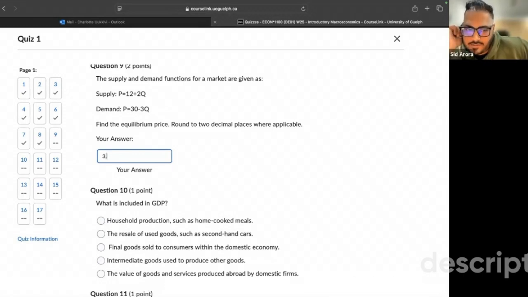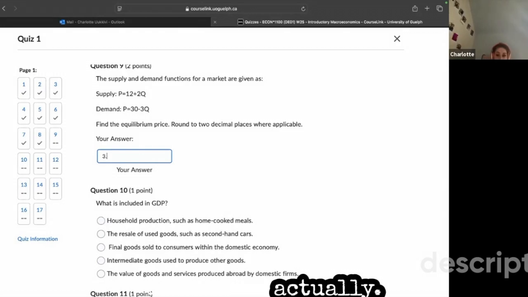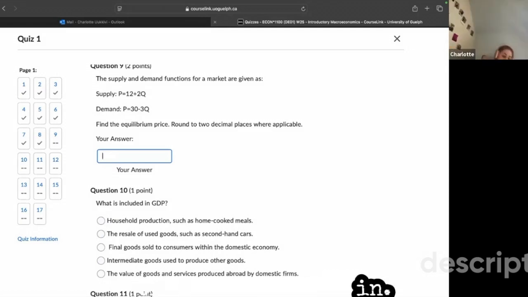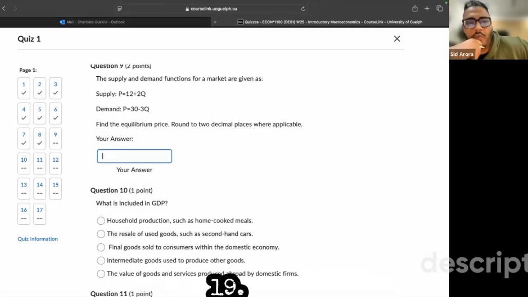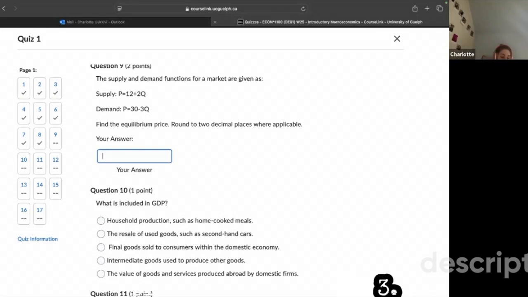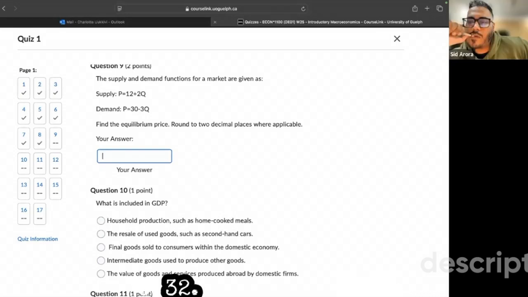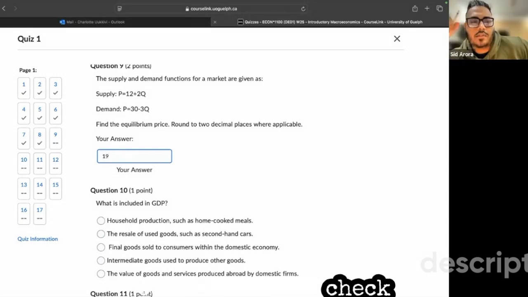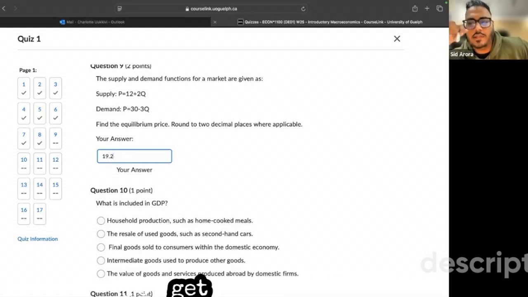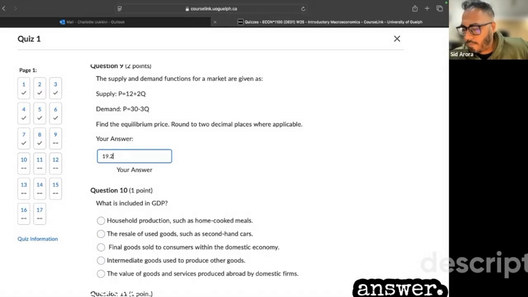Wait, that's not the answer. Yeah, it is actually. No, because what you found right now is Q. What you need is the P price. So you have to plug it in. 12 plus 2 multiplied by 3.6 is 19.2. You can check your answer as well. So you plugged it into one, you could plug it into the other and just make sure that you get the same answer. Obviously, you don't have to do it, but if you have time, it's a good way to check your answer.